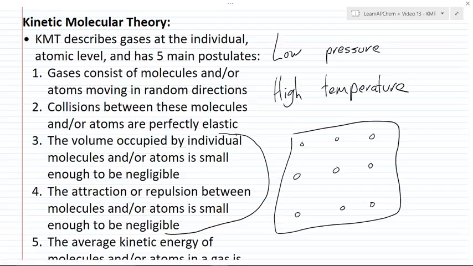And so in this case, the actual volume here is small enough to be negligible, because the volume in comparison to the amount of space is very small. Also, we have a large distance here, so we can assume that these attractive forces are going to be smaller according to Coulomb's law. So that's why this works at low temperature, high pressure.